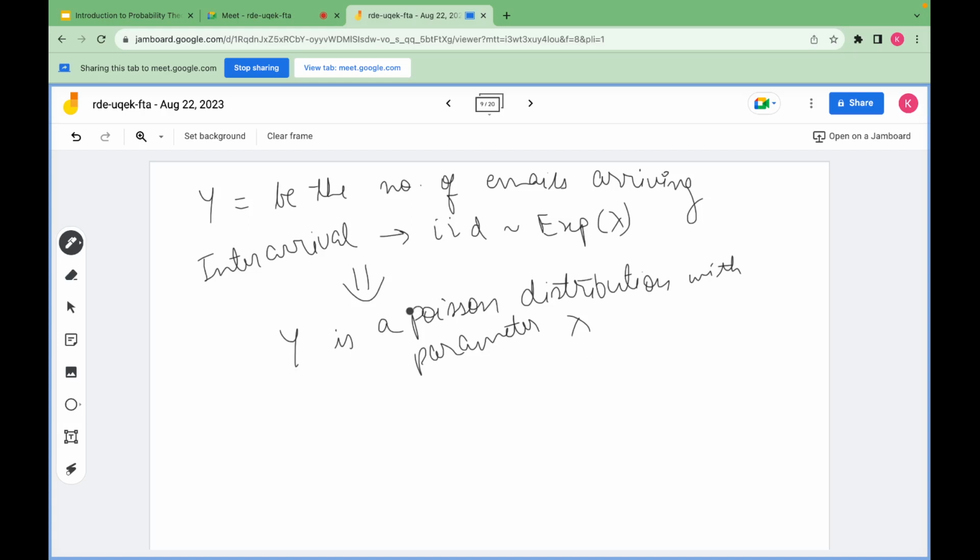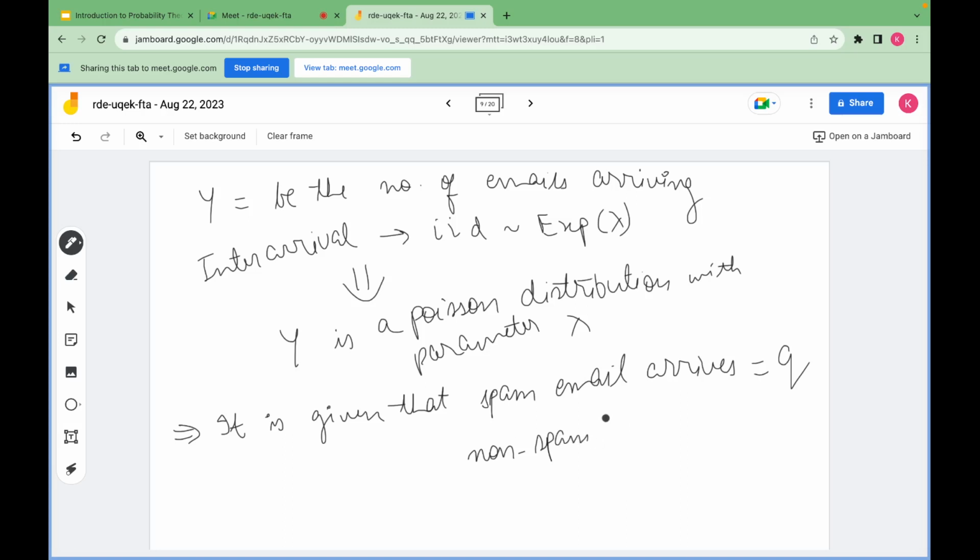Now it is given that a spam email arrives with probability q and a non-spam email arrives with probability p, which is equal to 1 minus q.